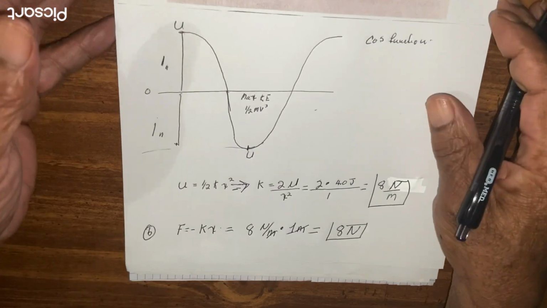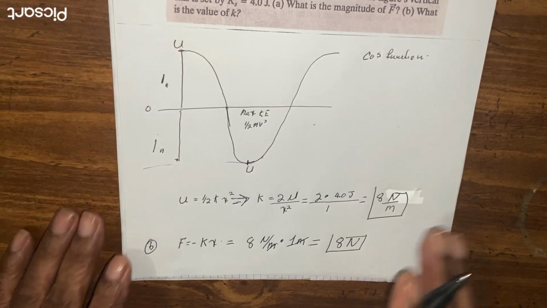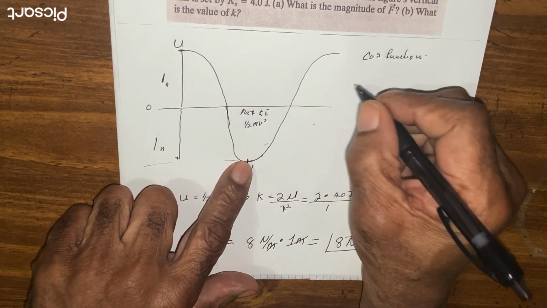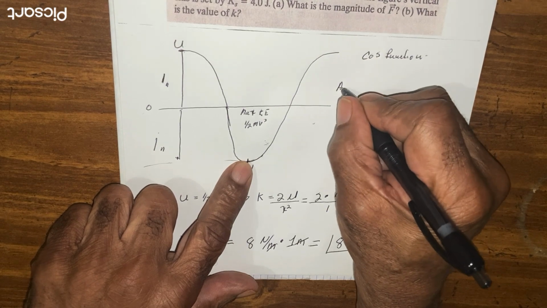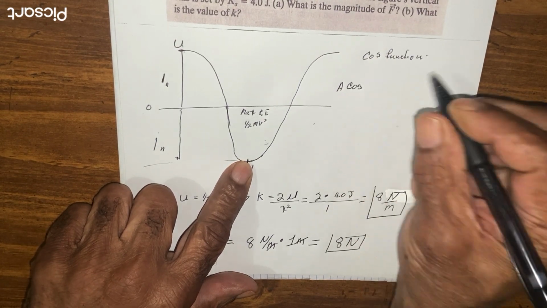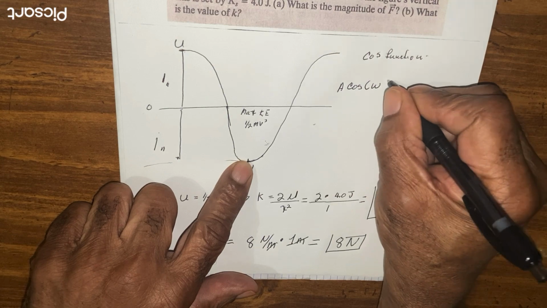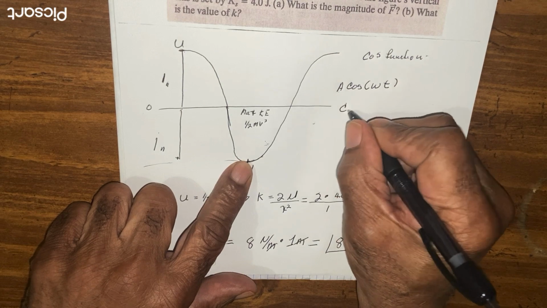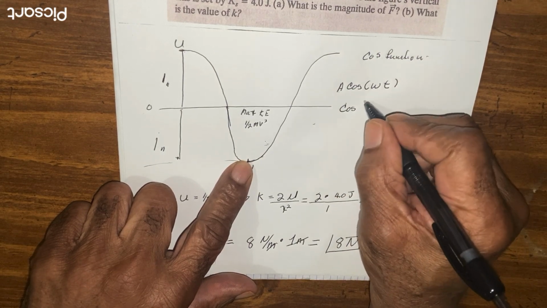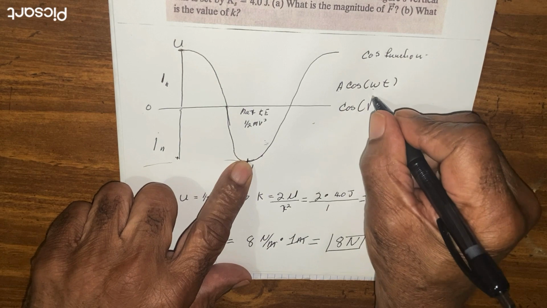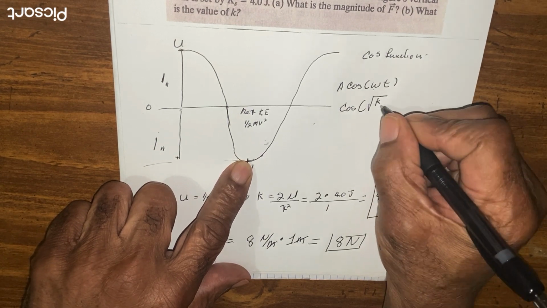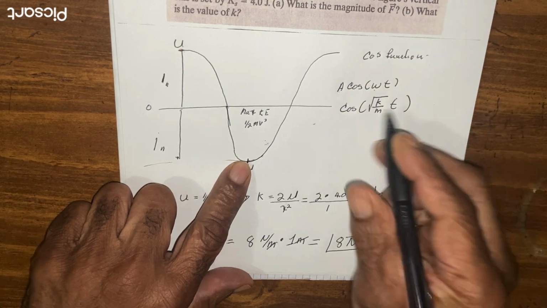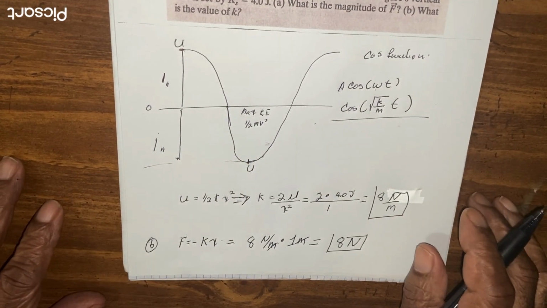So this was a fairly easy problem, but let me just write out the function for this. This would have been A cosine omega t, and in this case, A was 1, so we have cosine, and omega is the square root of K over M, times t, just to make it a little more interesting. Okay.